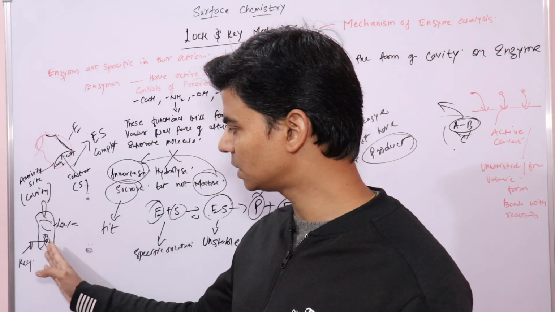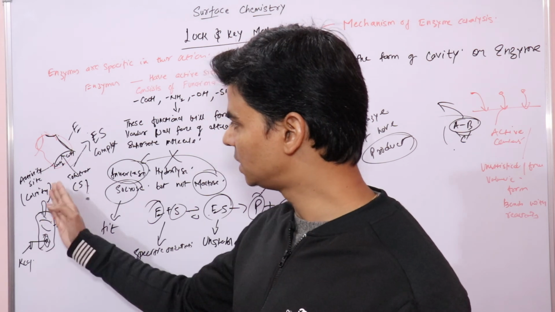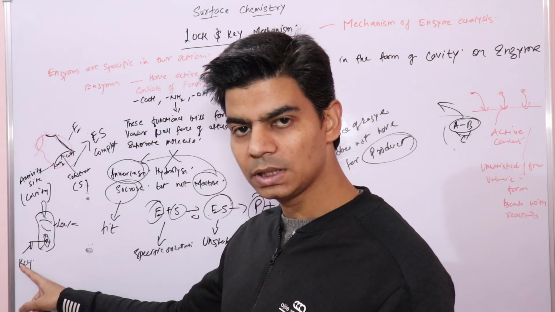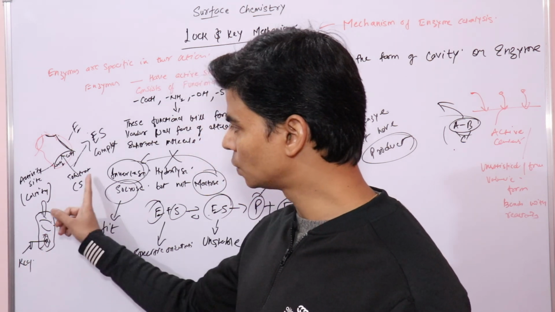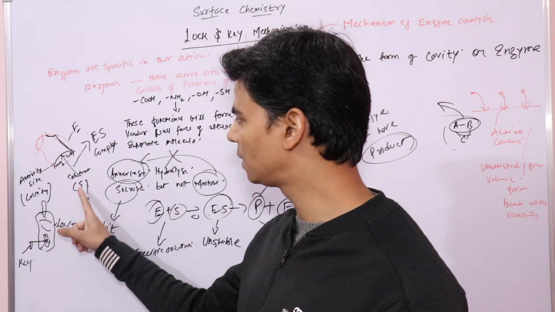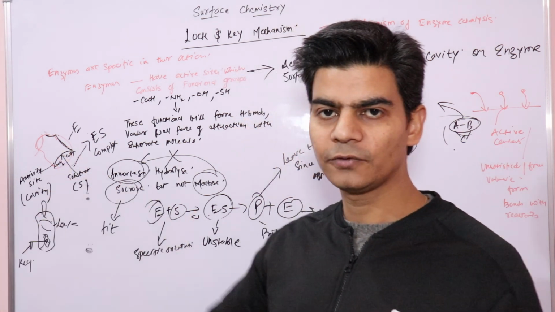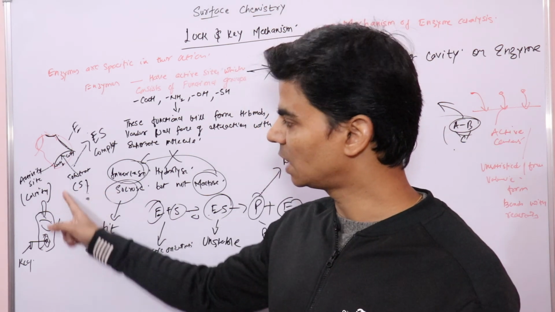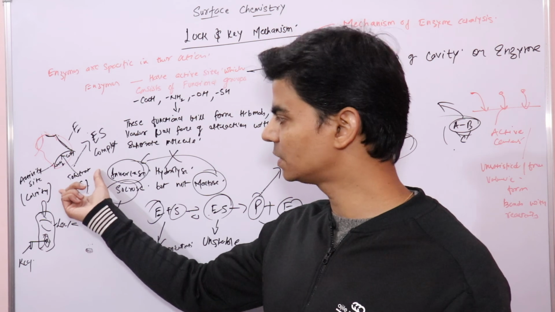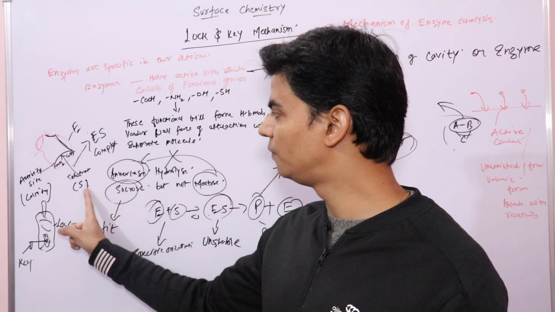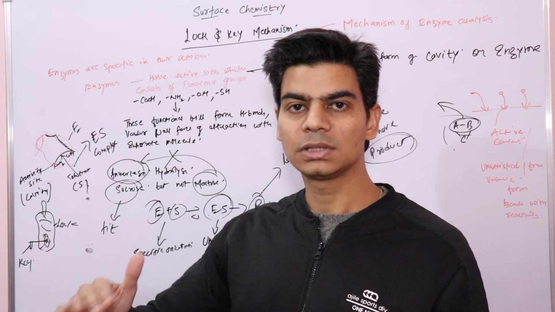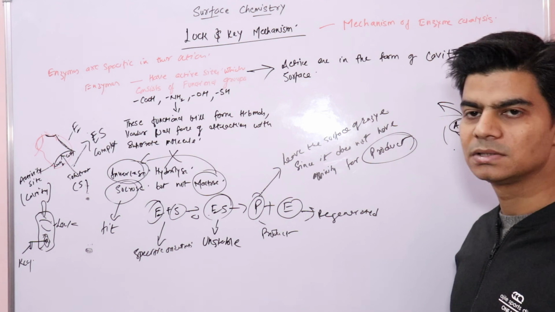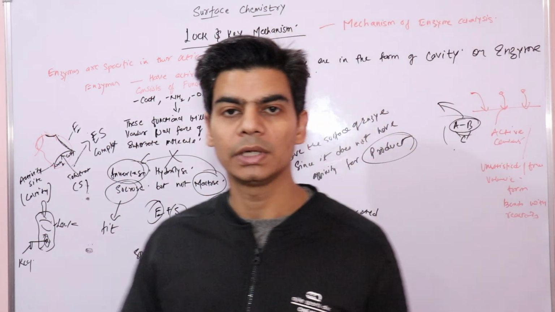Just as a key fits into the hole of a lock, one particular substrate molecule will fit into the cavity on the surface of this catalyst, since only one particular key will fit into the hole of this lock. So that is why we say that enzymes are specific in nature, because only one particular substrate will fit into the cavity on the surface of the enzyme. So this is your mechanism of enzyme catalysis, which is the lock and key mechanism.